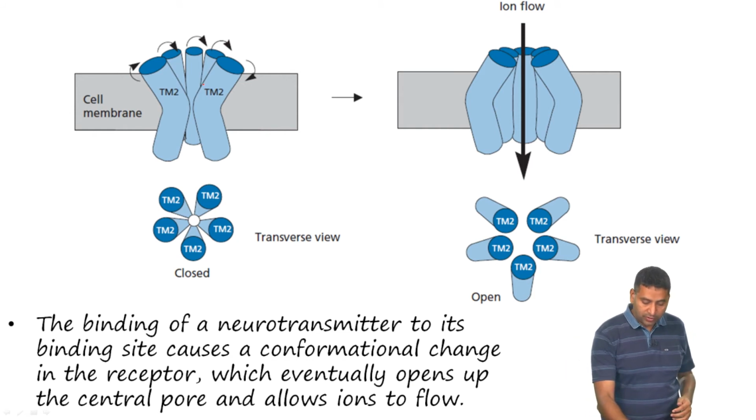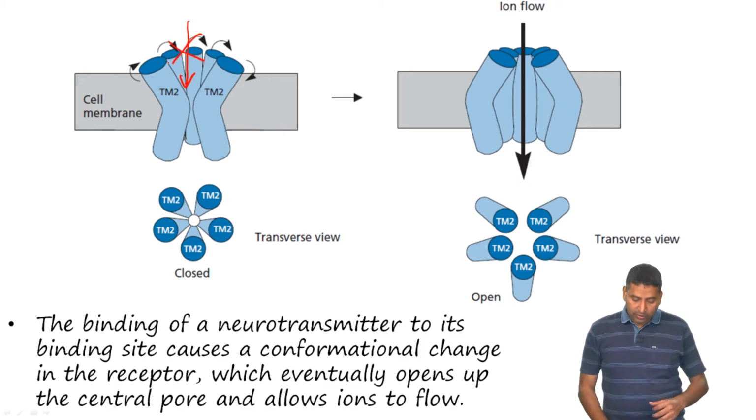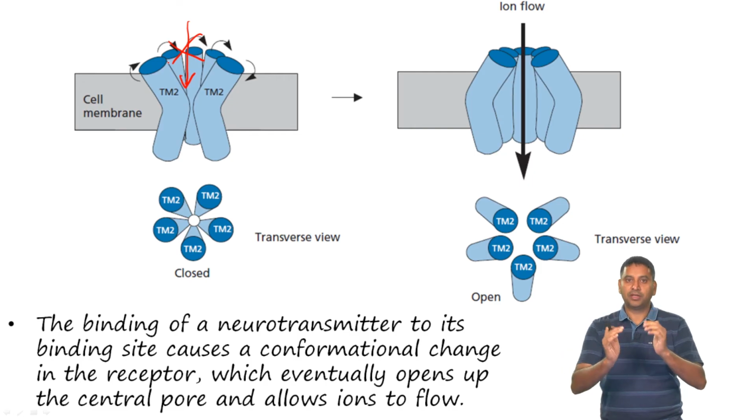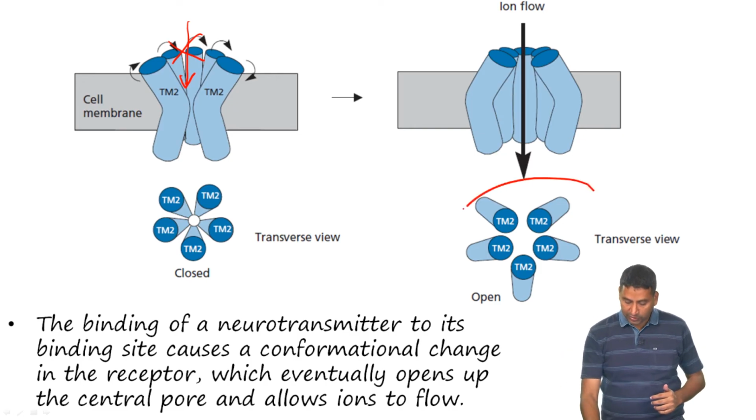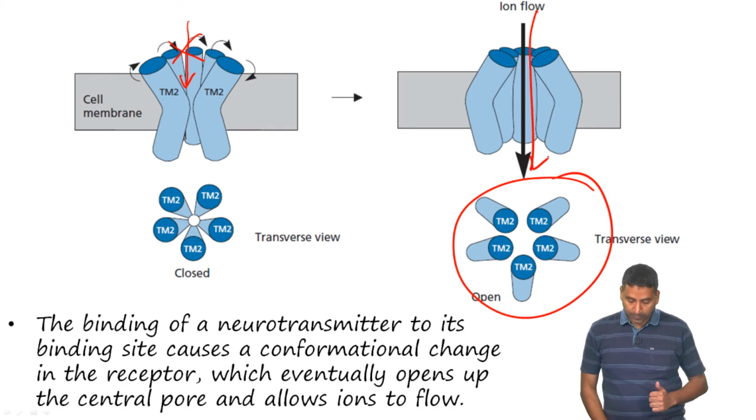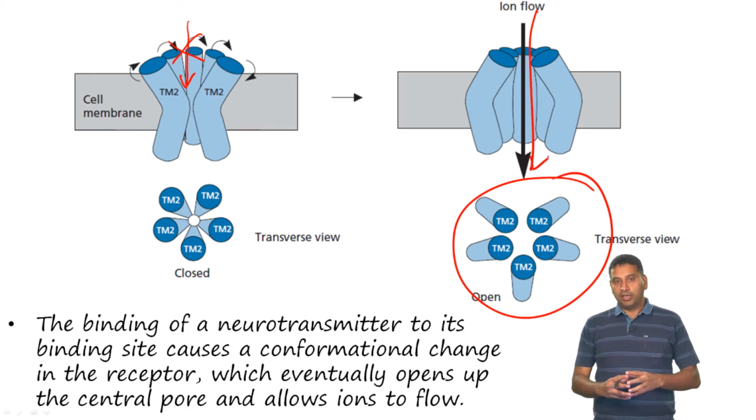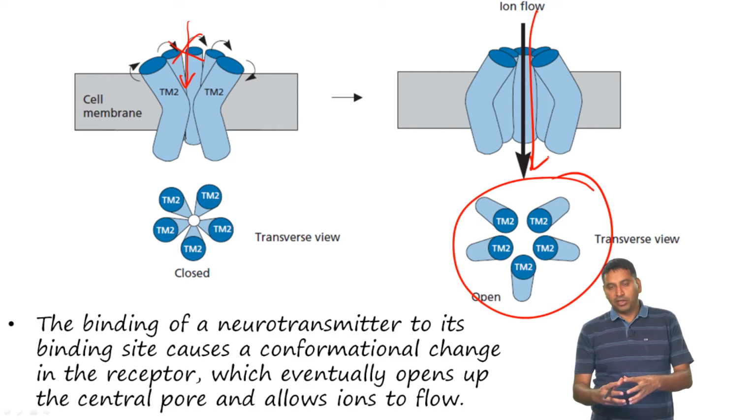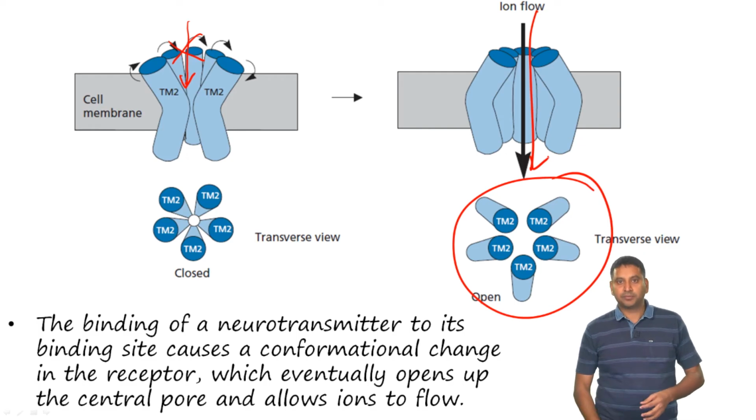So, you can imagine that this is the area where the ion will not be able to go through. When these open up like this, they assume an open conformation which allows the ions to flow. So, eventually the central pore through which the ions flow has to be created by conformational changes.